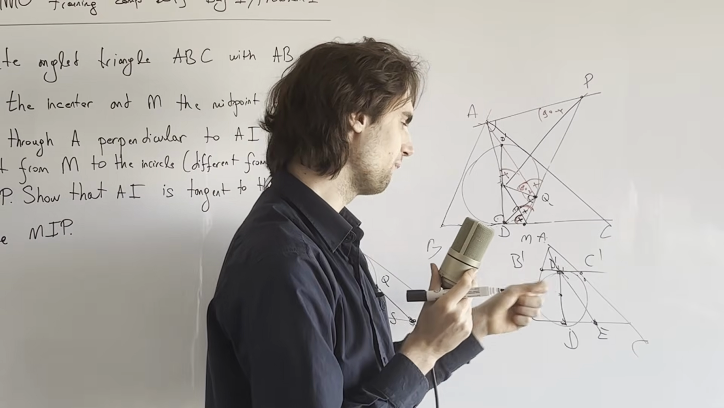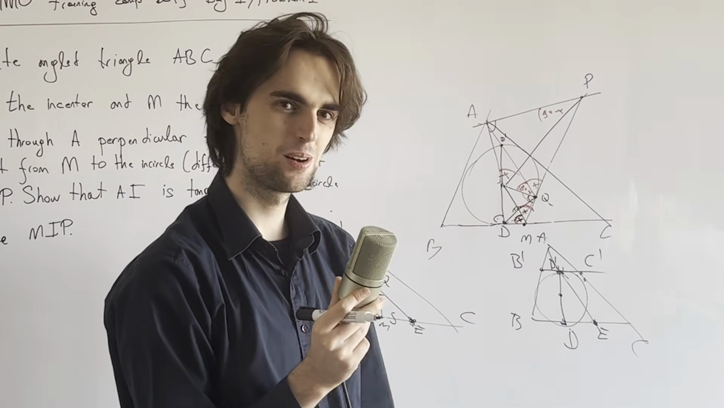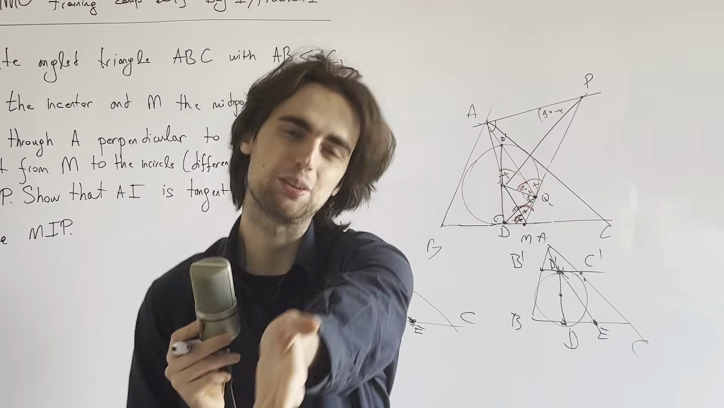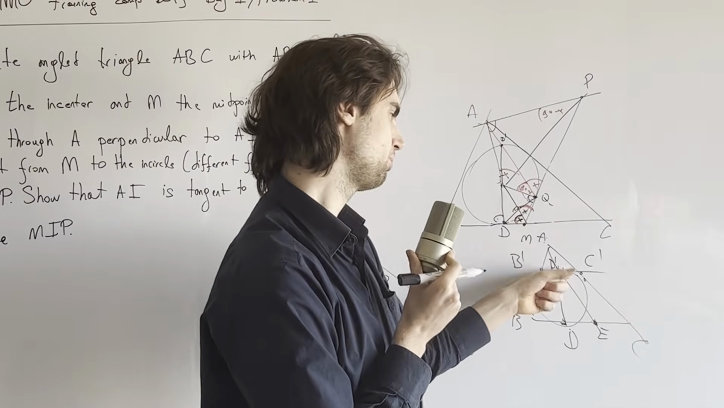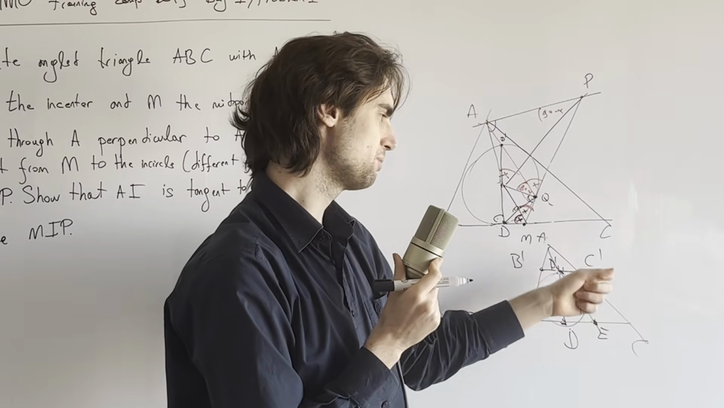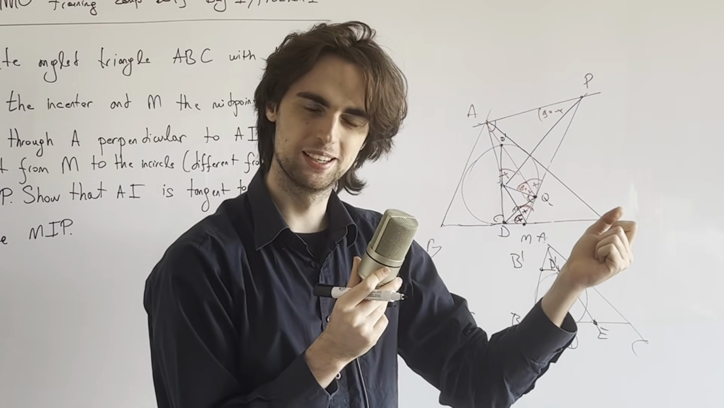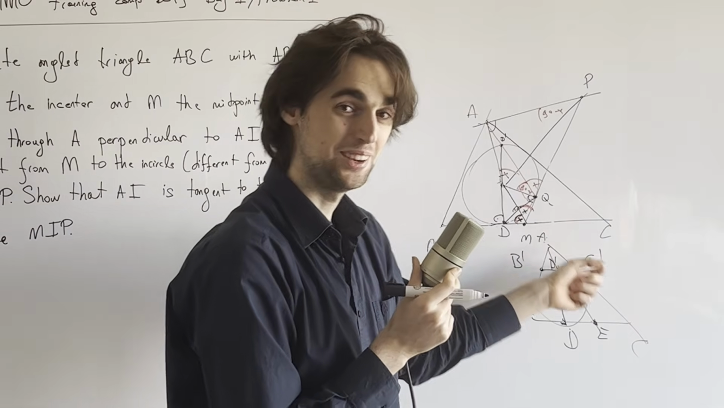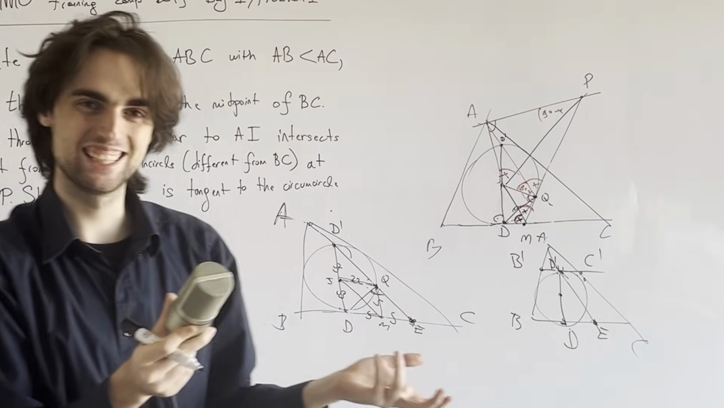But what do we also have? What is D prime for the triangle AB prime C prime? Well, what do we need it to be? Backwards. We need it to be the point where the X circle of AB prime C prime touches B prime C prime. Now, what is the X circle of AB prime C prime? Well, it's the incircle of ABC.